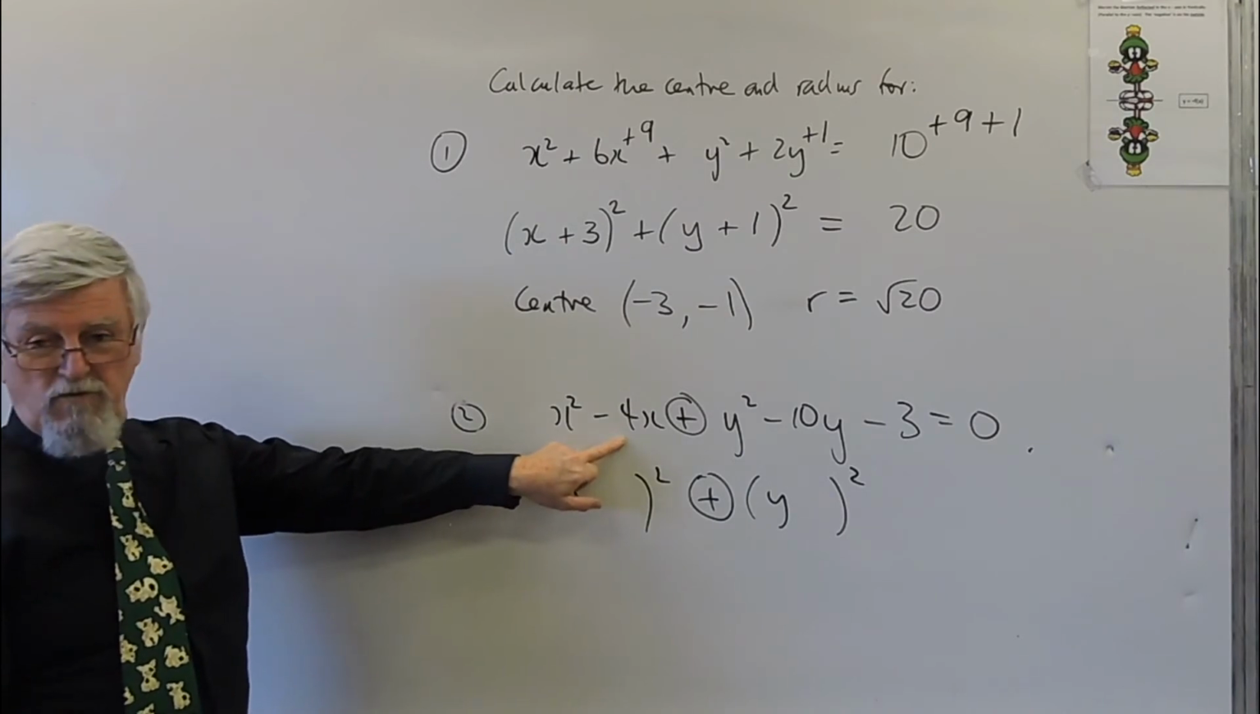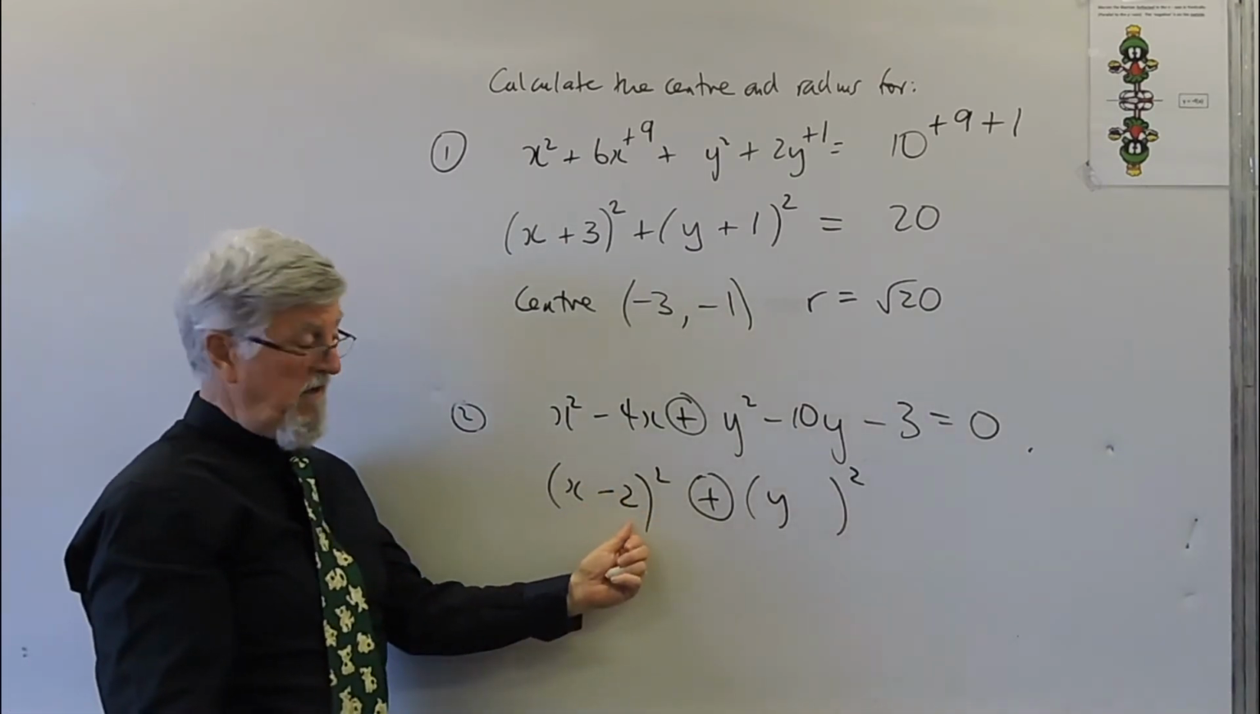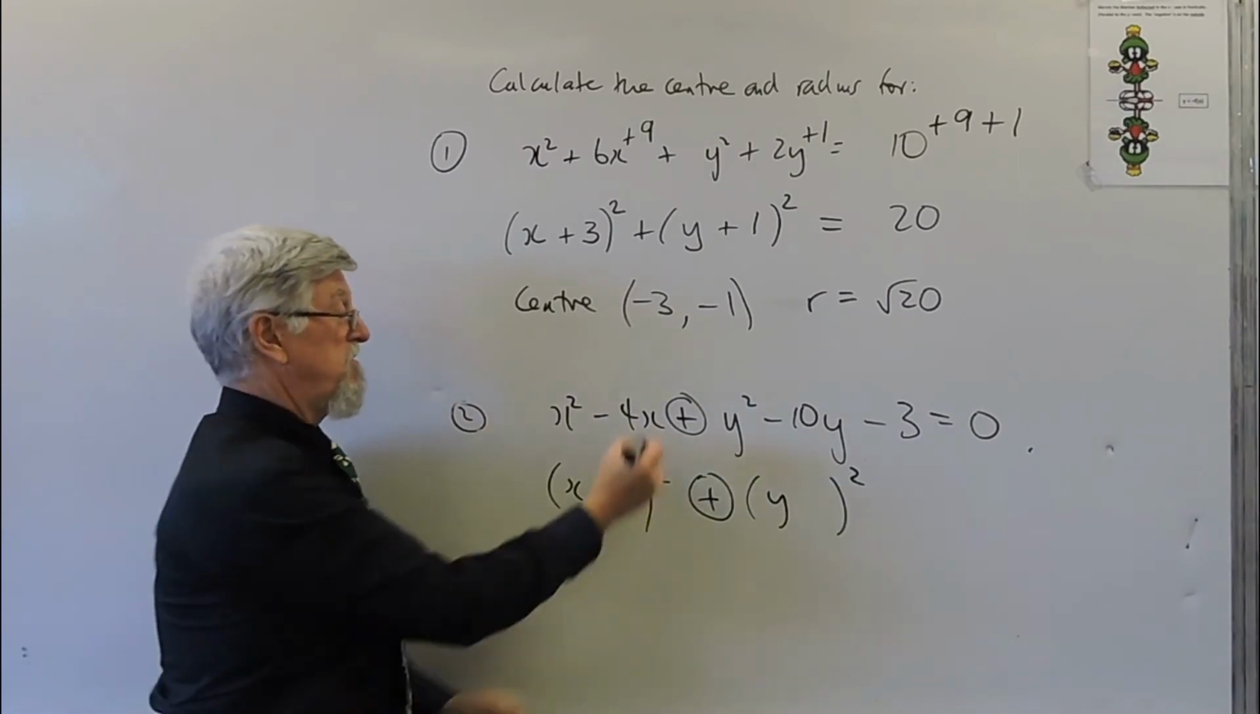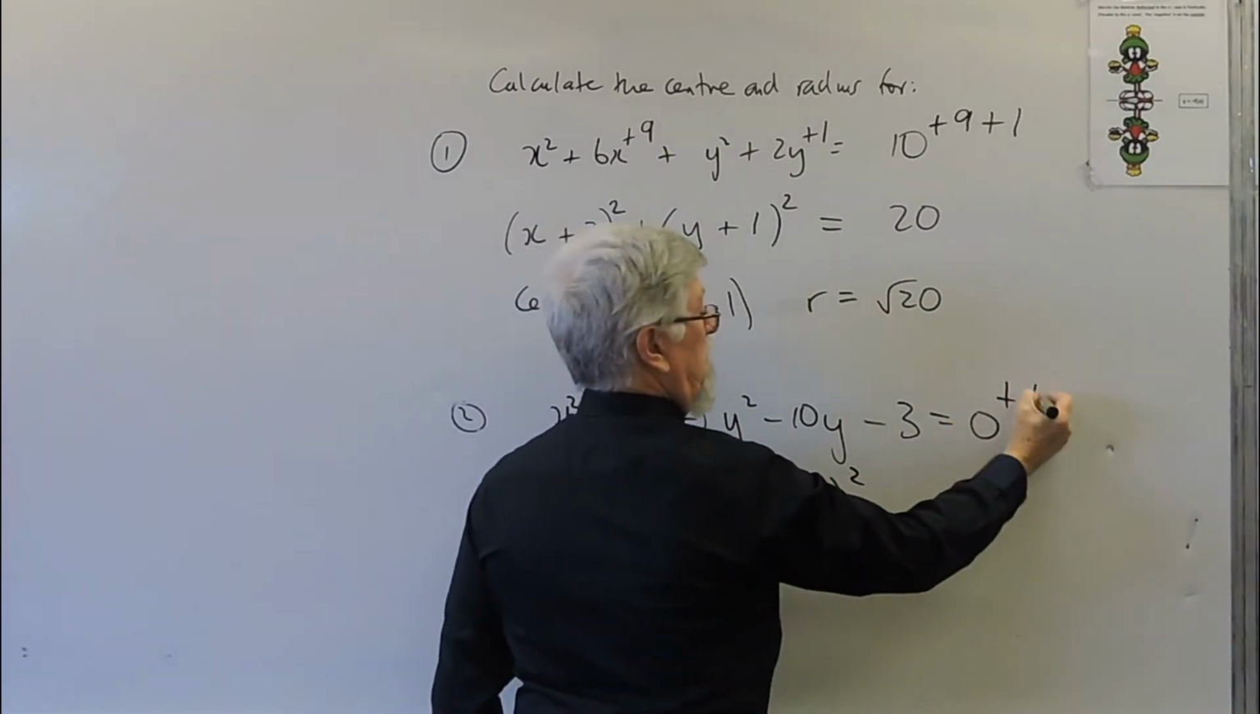So, without too much thinking about it, I need some x's with a square, I need some y's with a square, and don't forget that we need that plus there still. So that plus is still there the whole time. So what's half of minus 4? Minus 2. So what have I got extra now? I've got a minus 2 squared, which is an extra 4. So if I've got an extra 4 on the left, I need an extra 4 on the right.